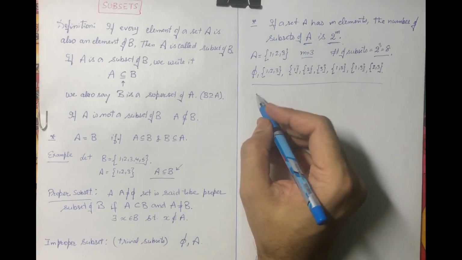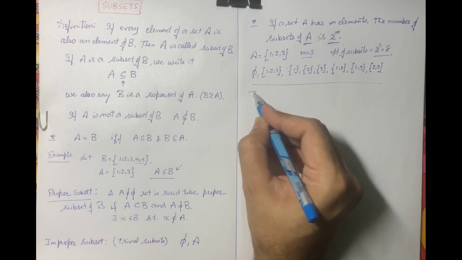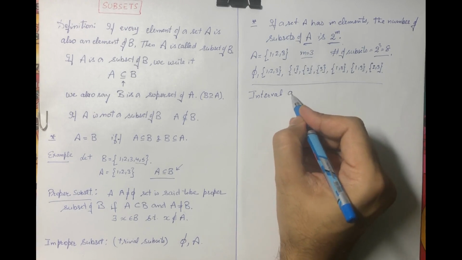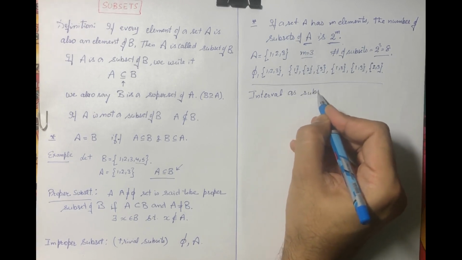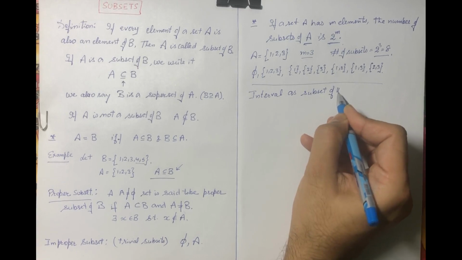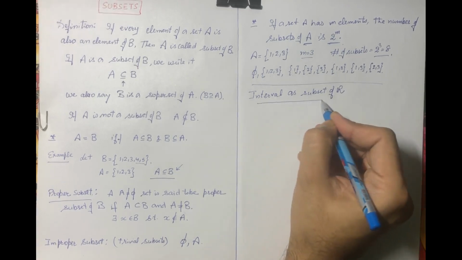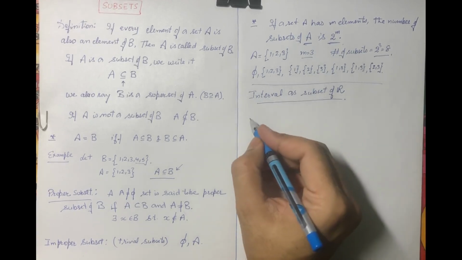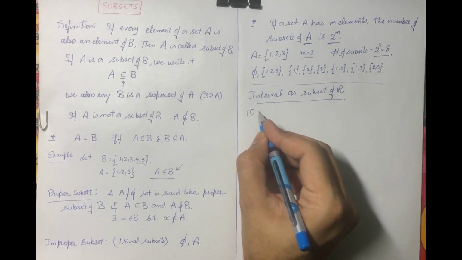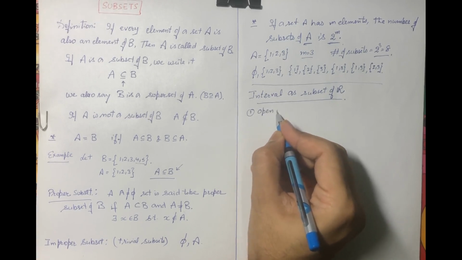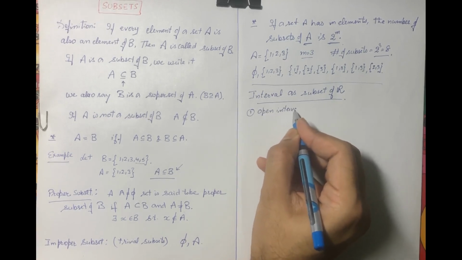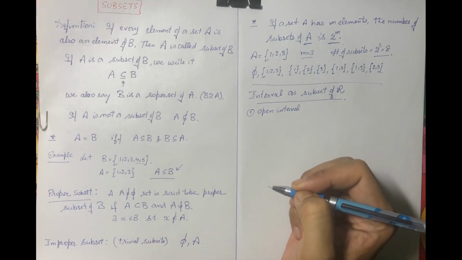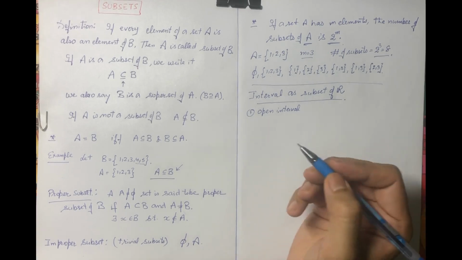Next we will move forward towards intervals as subsets of R. R is the set of real numbers. There are 3 types: open interval, second is closed, and third is semi-open or semi-closed. So we start with open interval first.